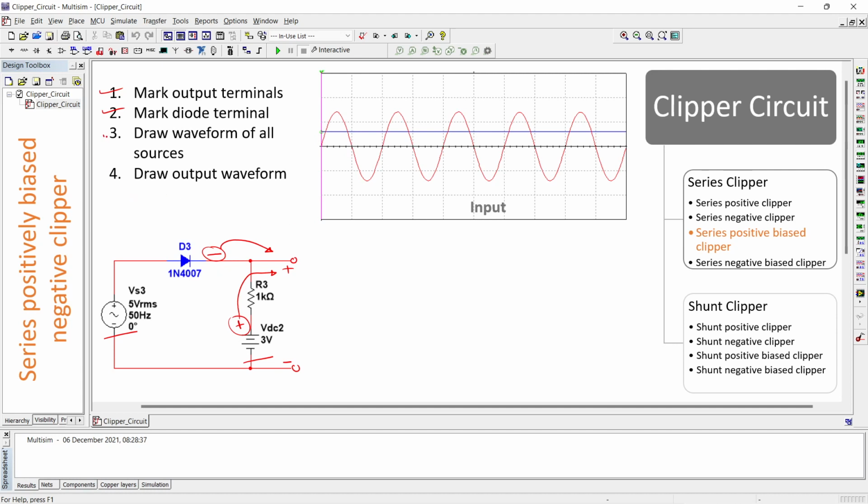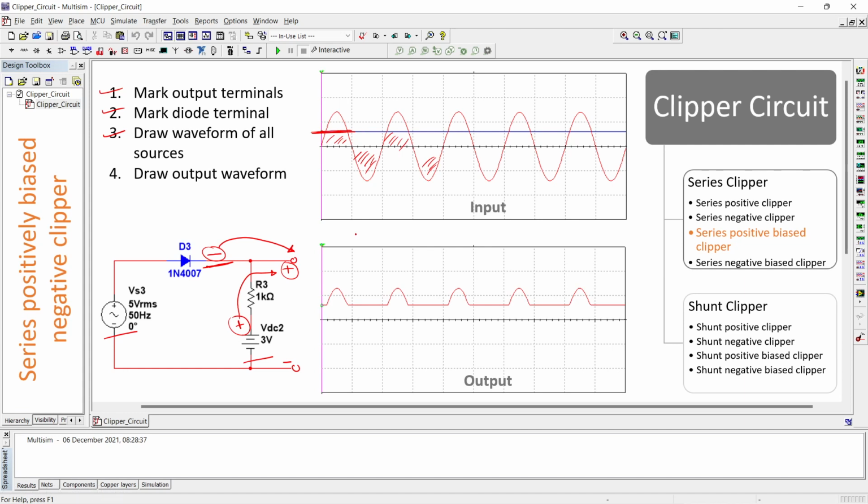Now step number 3 is done. Now it's time for step number 4. The negative of diode is facing towards the positive output. That means from this DC reference line, you need to clip off the full negative signal. So your output waveform will look like this.